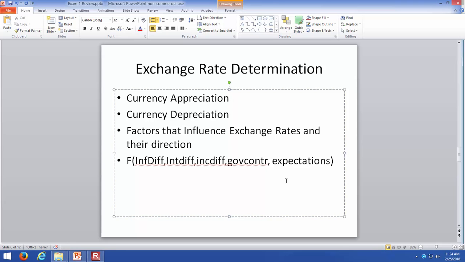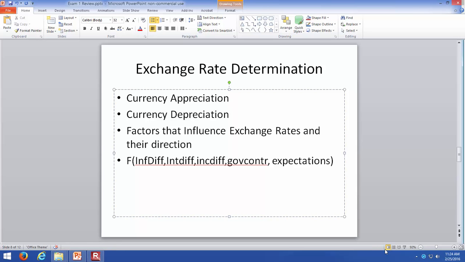Then we talked about exchange rate determination. We talked about currency appreciation and currency depreciation. Currency appreciation tells you that in the future, the currency is going to increase in value against other currencies, while currency depreciation tells you that the currency will go down against the other currencies.